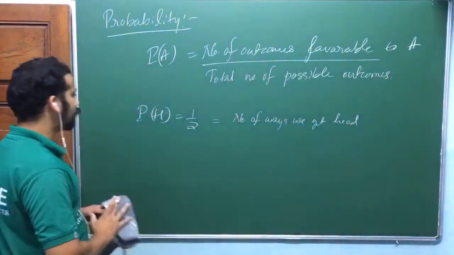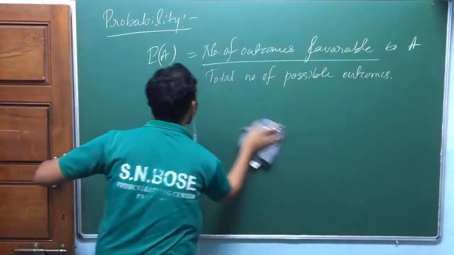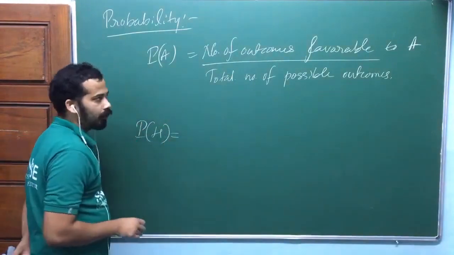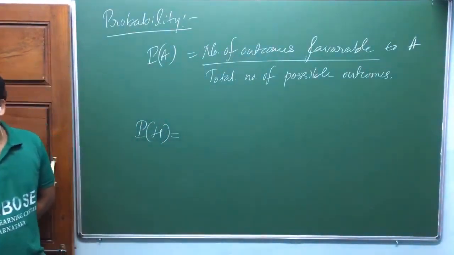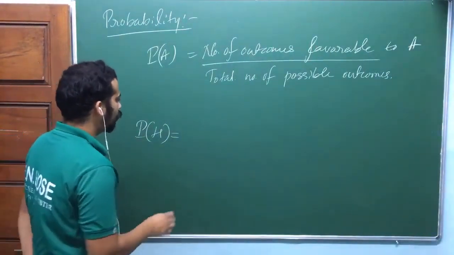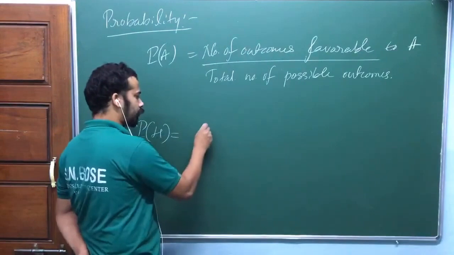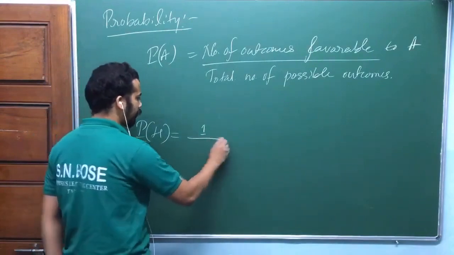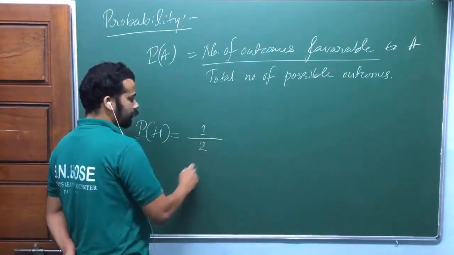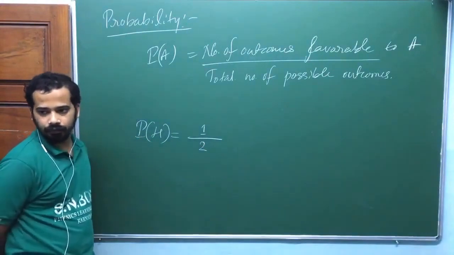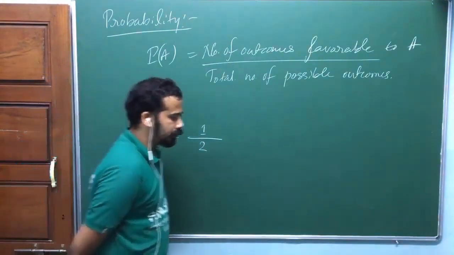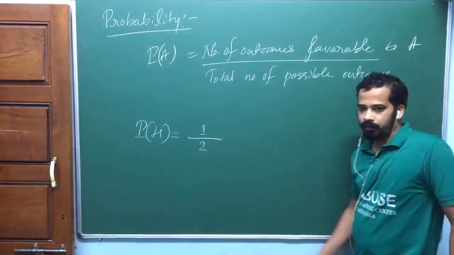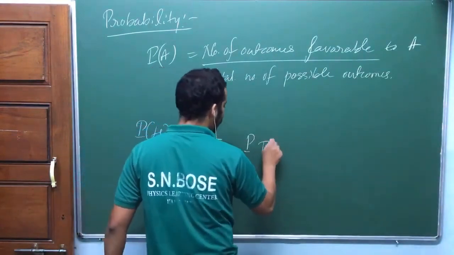Wait a second, there is one more thing that needs to be stated here, which makes this definition complete. You are writing probability of head when you are tossing one coin. What is the probability of getting head? The number of outcomes favorable to head is only one. Either head can happen or tail can happen, so the total number of possible outcomes is 2, head and tail. That's how you do it. Similarly, you can say probability of tail is equal to half.